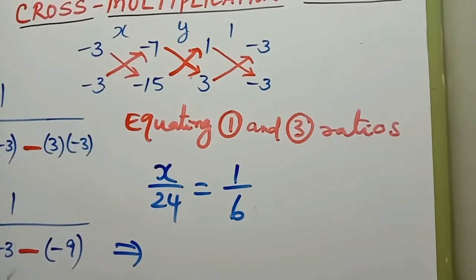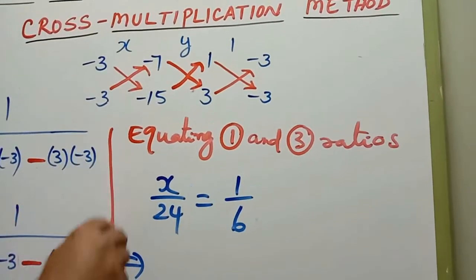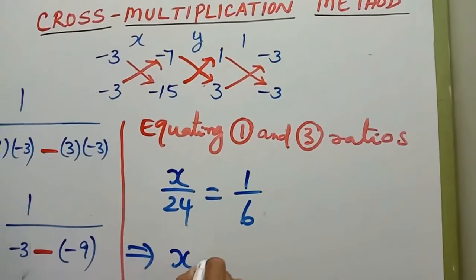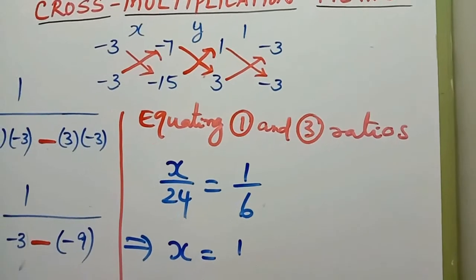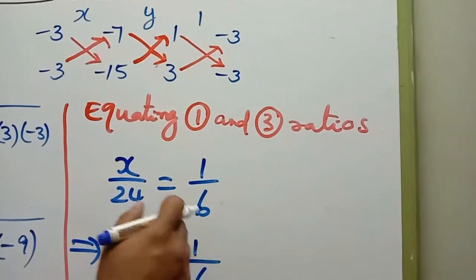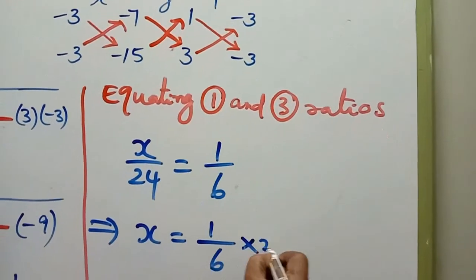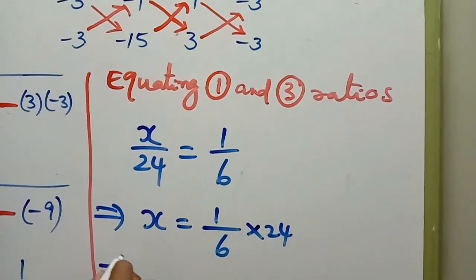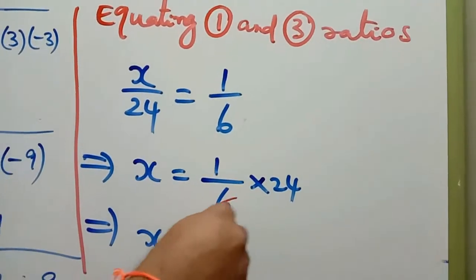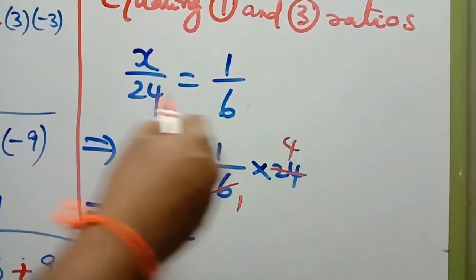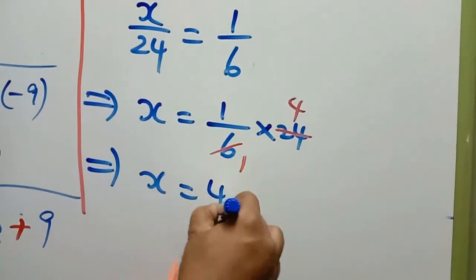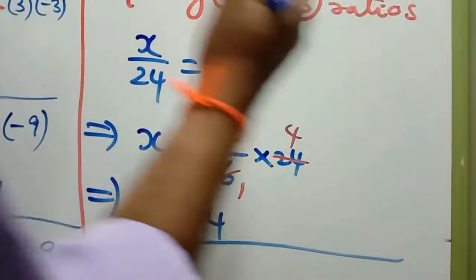That implies x is equal to 1 by 6. The divided by 24 will be transposed from LHS to RHS into 24. That implies x is equal to 6 table 1 time, 6 table 4 times. That's why the answer is 1 by 1 into 4 is equal to 4. X is equal to 4. We completed x is equal to 4.